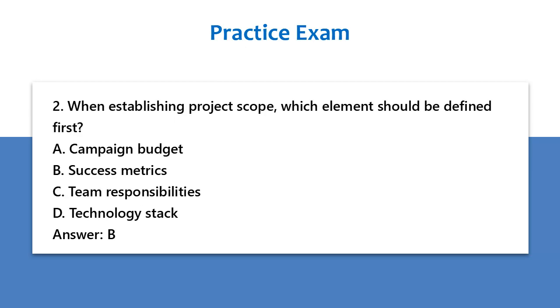2. When establishing project scope, which element should be defined first? A. Campaign budget. B. Success metrics. C. Team responsibilities. D. Technology stack. Answer: B.